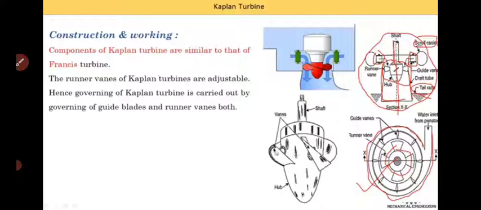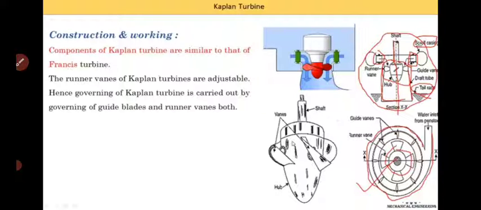Here I show you another image. These vanes are mounted on this hub, and this hub has a hollow component. So this vane is controlled by a servo motor mechanism. So this angle is changed, and the guide vane angle is also changed. So in a Kaplan turbine, governing is done by using these two methods: adjusting the guide vane as well as adjusting the runner vane.